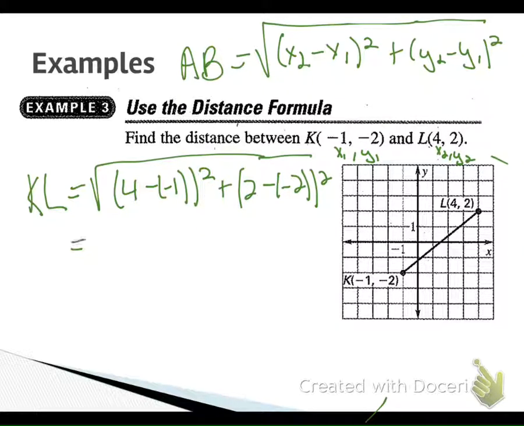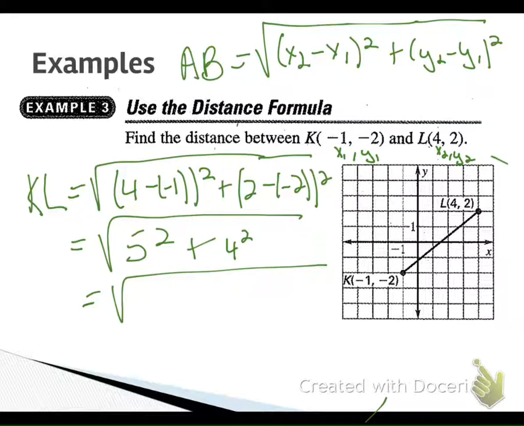Okay, so inside here we end up with 4 minus negative 1, which is 5. So we have 5 squared plus 2 minus negative 2. Yep, 4 squared. So we now have 25 plus 16. What's 25 plus 16? 41. And we see that 41 is not going to factor, so your distance is the square root of 41.